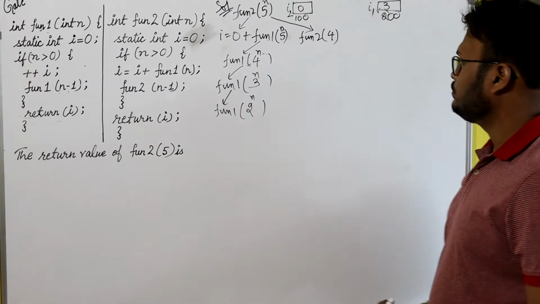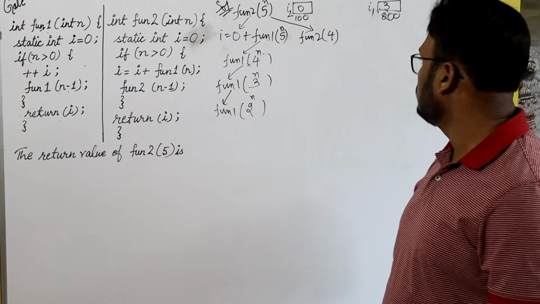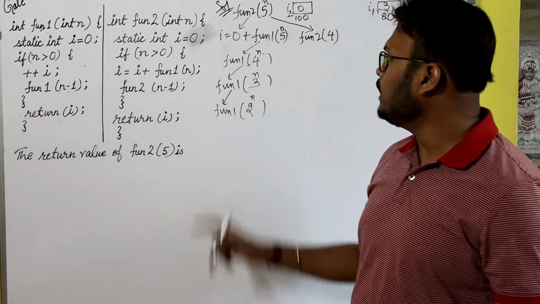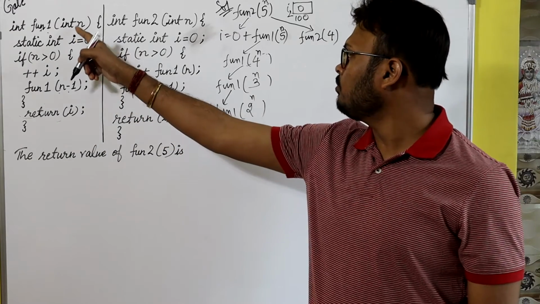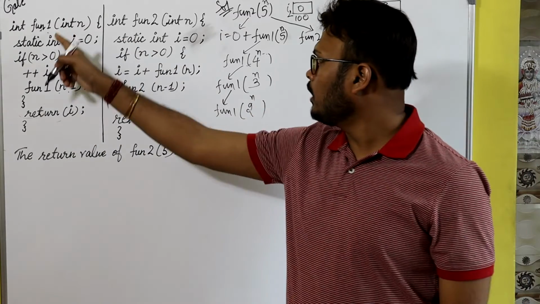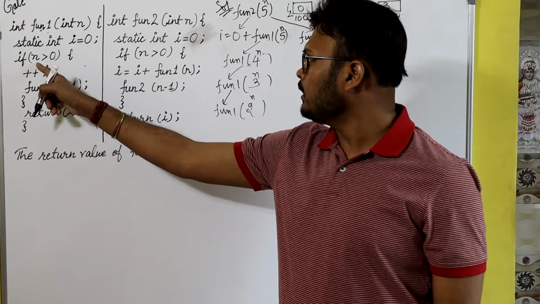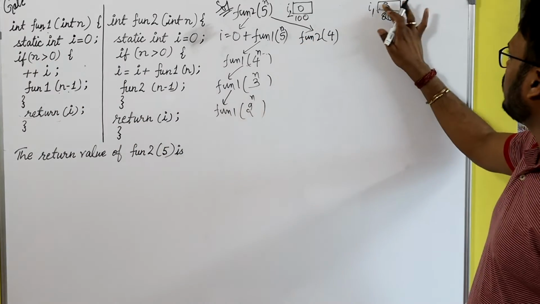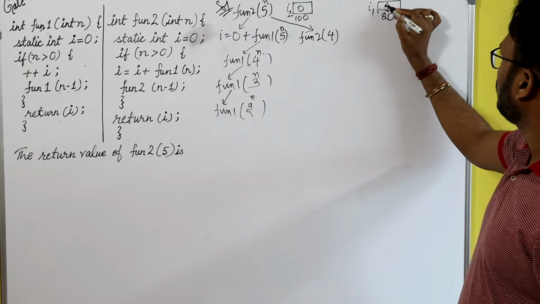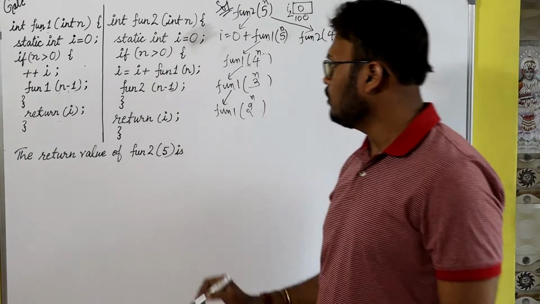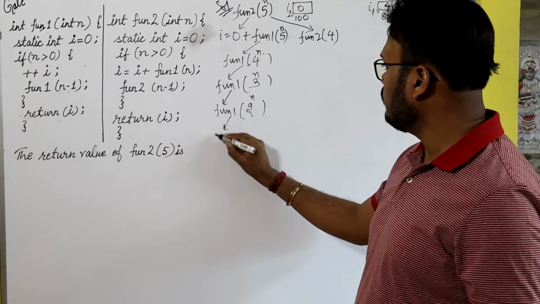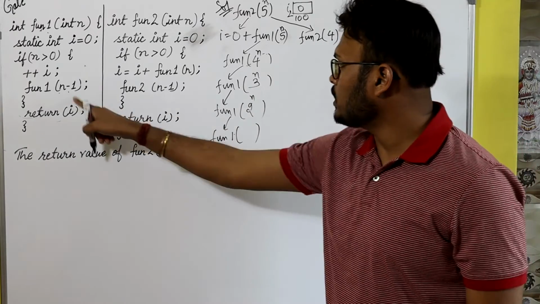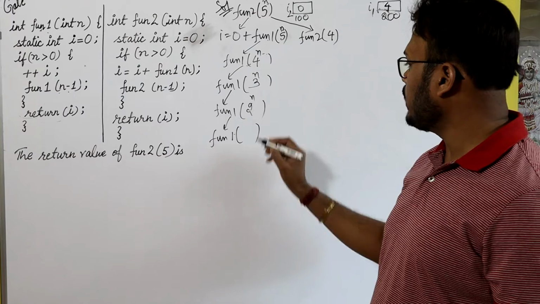Now again fun1 is getting called here. So the value of n is 2. Fine, and now if n greater than 0, 2 is greater than 0, yes, then again increment the value of I, now it is 4. Now again fun1 is calling itself as fun1 of n minus 1. The value of n is 2, so 2 minus 1 is 1.